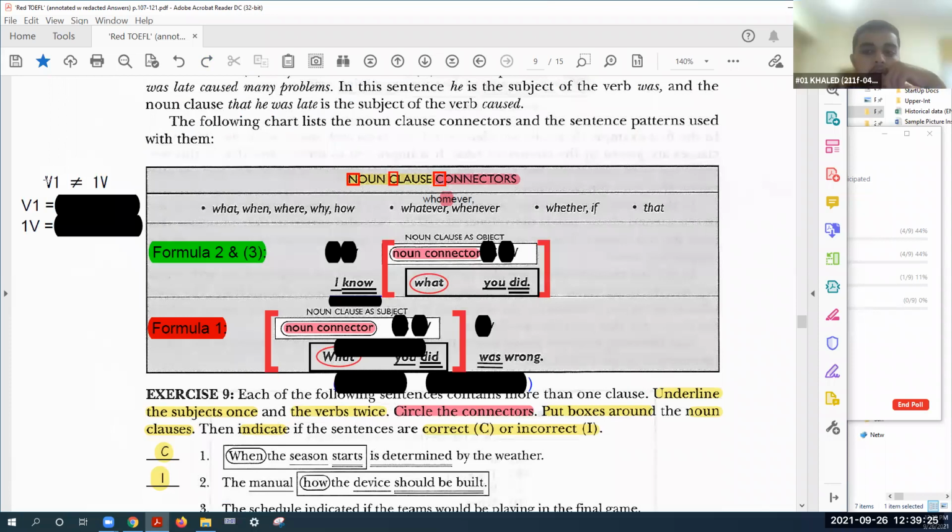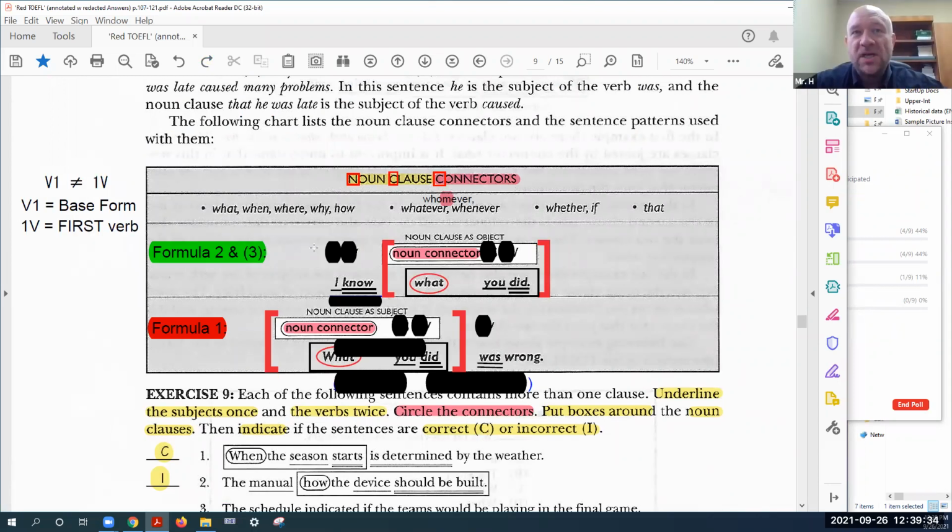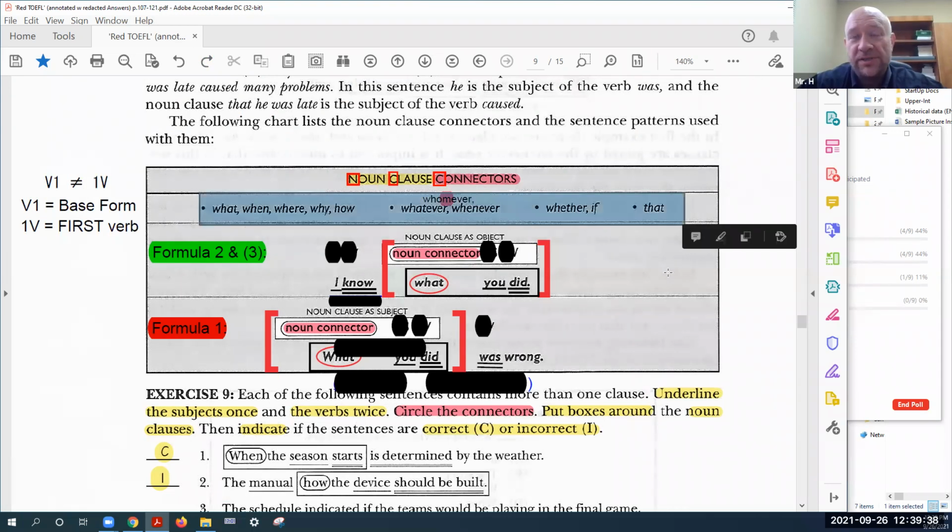The basic form of the verb 1. Base form. What is 1V? First, the first verb. Okay. Let's look at the formula. Well, how many connectors do we have, first of all? Do you see the connectors? How many? 1, 2, 3, 4, 5, 6, 7, 8, 9, 10, 11 connectors in this skill.